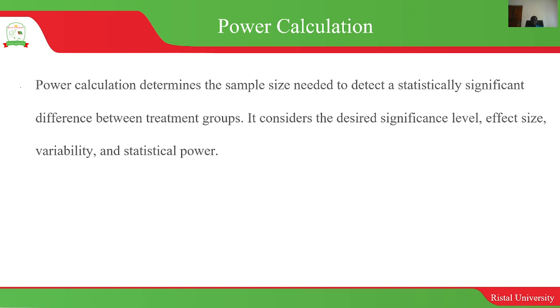Power calculation determines the sample size needed to detect a statistically significant difference between treatment groups. It considers the desired significance level, effect size, variability, and the statistical power.